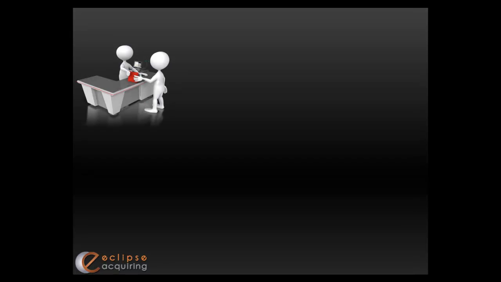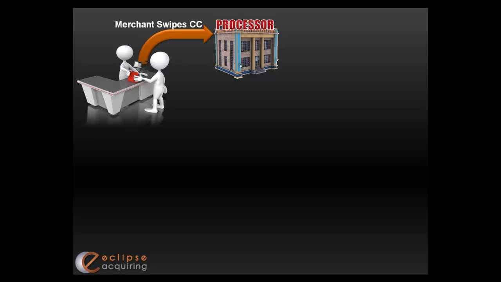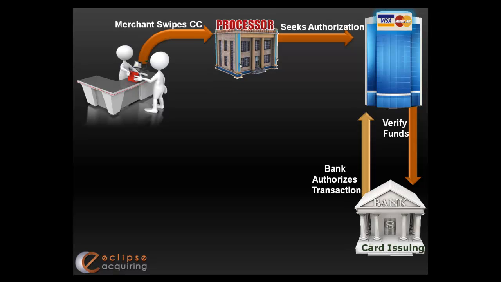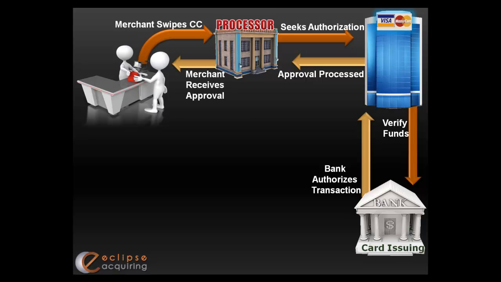It starts with a consumer presenting their credit card to the merchant. The merchant swipes their credit card and it is directed to the processor, which then seeks authorization through the card type network. Interchange directs the inquiry to the correct card issuing bank of the consumer. The bank then verifies the funds are available and returns a response of approved or declined.